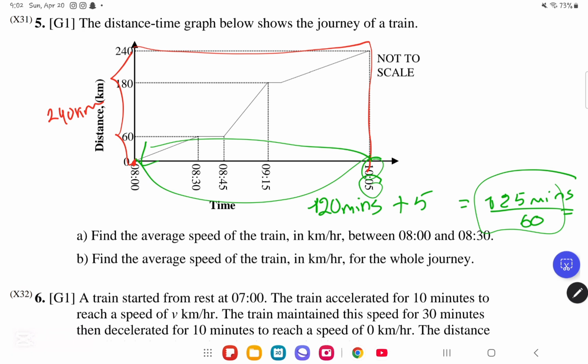So very simply, to find the average speed of the train, we're going to take the distance, which is 240 kilometers, over what? Over 125 minutes over 60 minutes. So put it on your calculator. So 240 over what? Over 125 over 60, and you will get an answer which is 115.2 kilometers per hour. Okay, so that is it for question number 5.